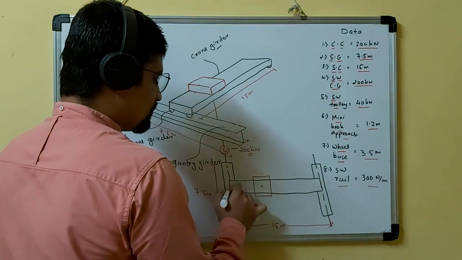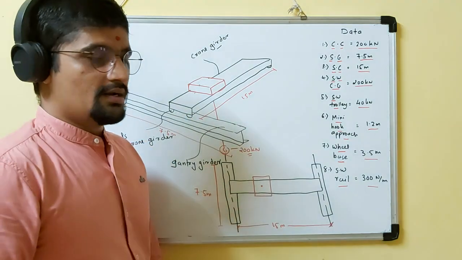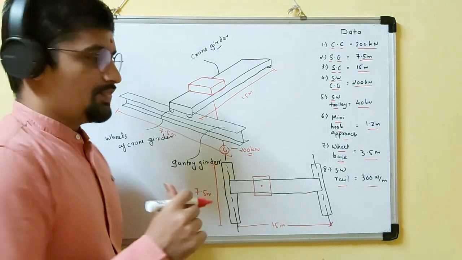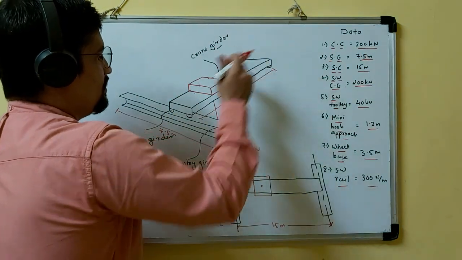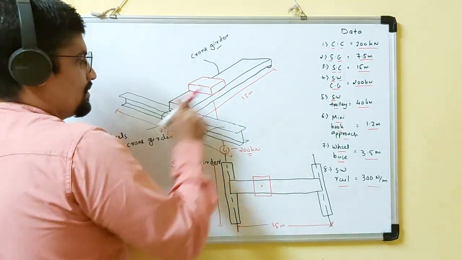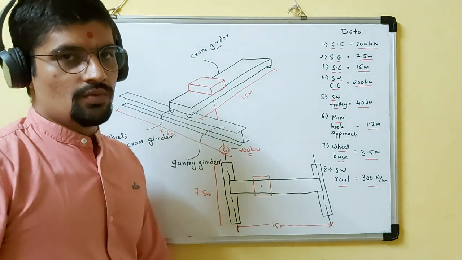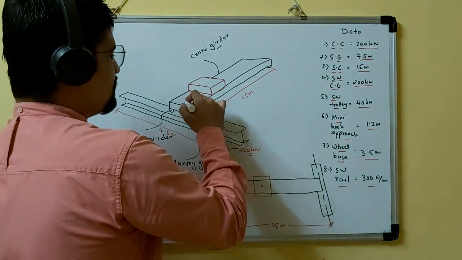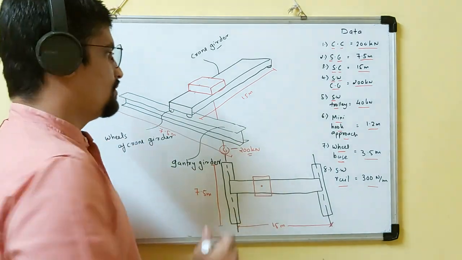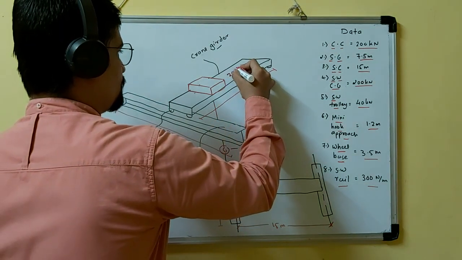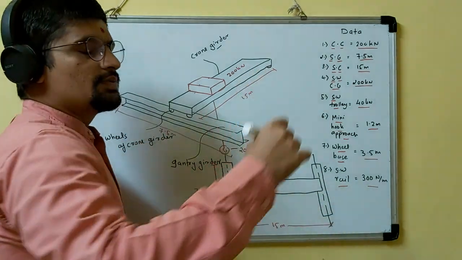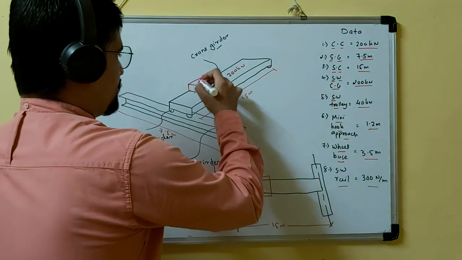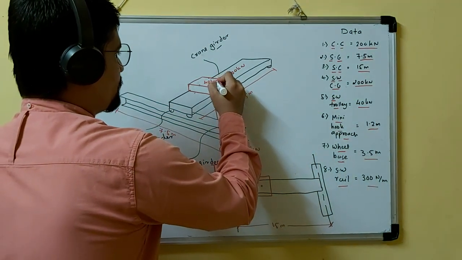This is the center line on which the wheels of the crane girder are placed. Now keep in mind, at each side of the crane girder there are two wheels. This is left side, this is right side. So at each side there are two wheels. Here two wheels and here also two wheels. Okay. Another one is the self weight of crane girder. It means the crane girder itself is of 200 kilonewton. It is spread per meter, which we have to find. Okay. Self weight of trolley: the trolley itself has 40 kilonewton weight.